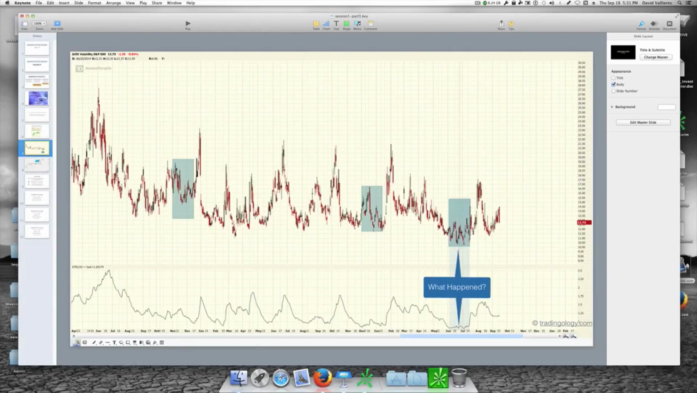And I'm going to pick out a couple of different time periods that I think are really interesting, but I'm going to pick out this one in particular. It's very similar to these other ones that I've identified. But what happened during this time period?